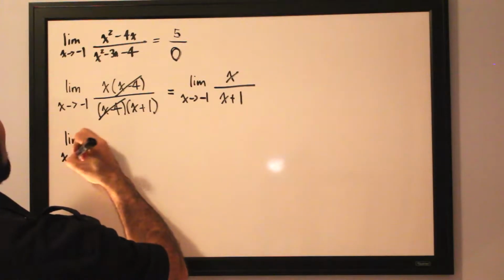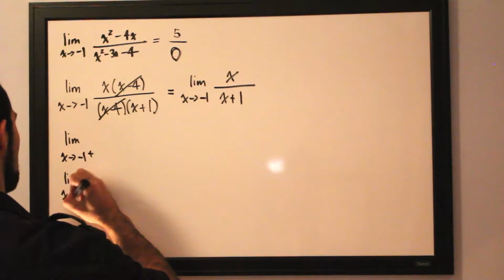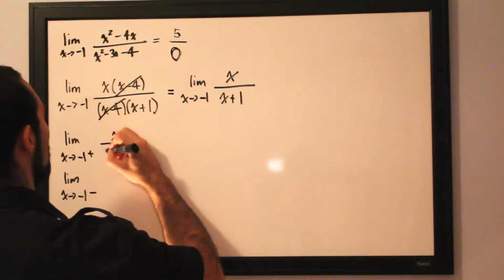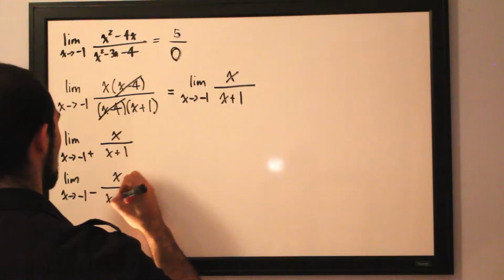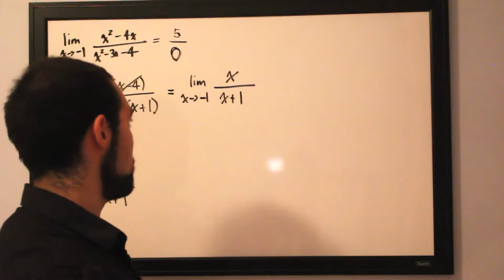So we're going to evaluate the limit as x approaches negative 1 from the right and the limit as x approaches negative 1 from the left of x over x plus 1. And we're going to be using sign analysis. As we know up until now, it saves us a lot of time.